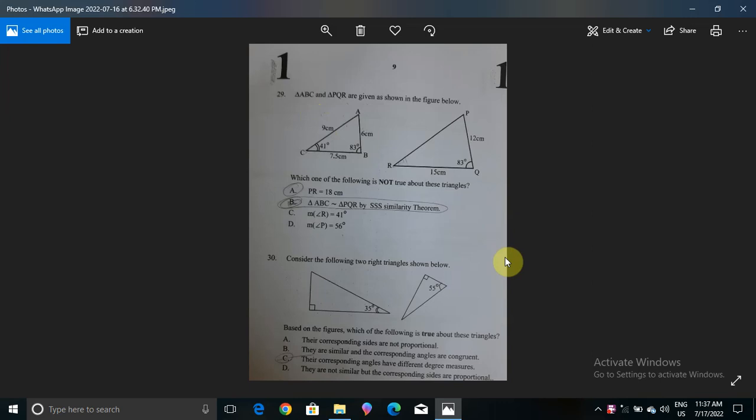Now question number 30. Consider the following two right triangles shown below here. Based on the figures, which of the following is true about these triangles? Their corresponding sides are not proportional. They are similar and the corresponding angles are congruent. Their corresponding angles have different degree measures, or they are not similar but the corresponding sides are proportional. So the correct answer here will be choice B, that they are similar and the corresponding angles are congruent.